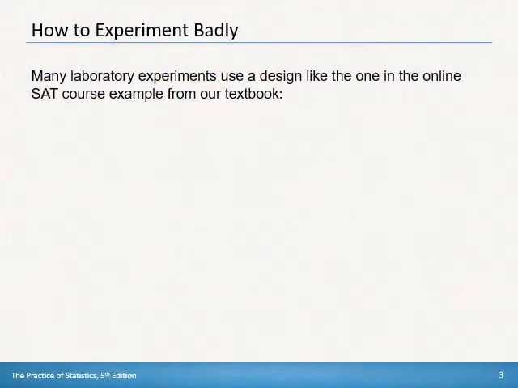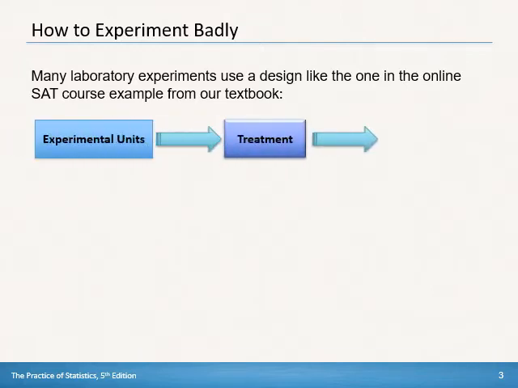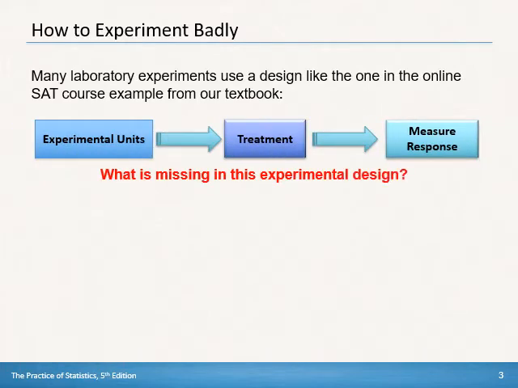Okay, so the first thing we're going to talk about is what we want to try to avoid with experiments. The example they talk about in the textbook is an online SAT course. You have volunteers for the study, or experimental units, and you give them some treatment, so maybe some tutoring in SAT, and then you measure the response. In other words, in this case, did they improve in their SAT scores?